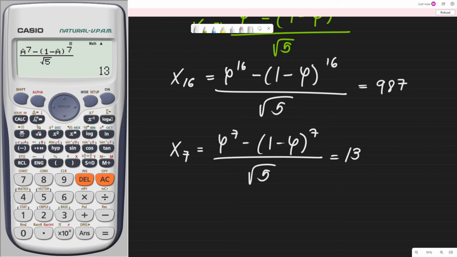Okay, so that's it. That's the discussion for population growth, Fibonacci sequence, and golden ratio. So I hope you guys learned something.